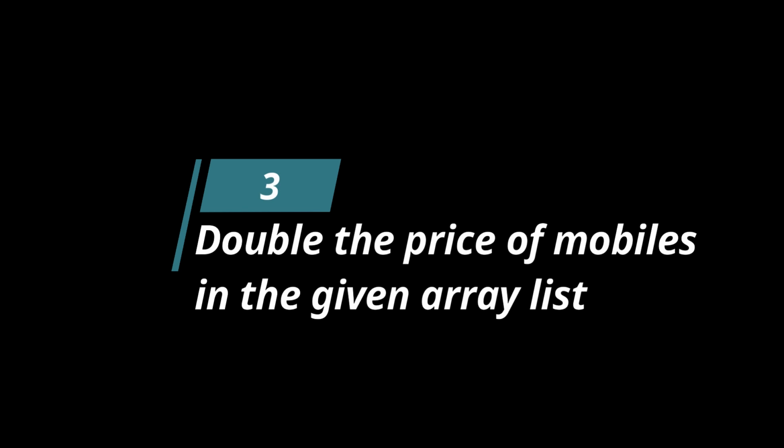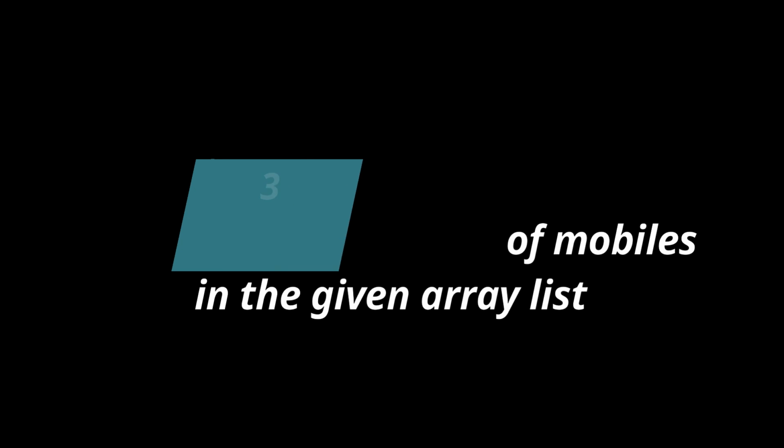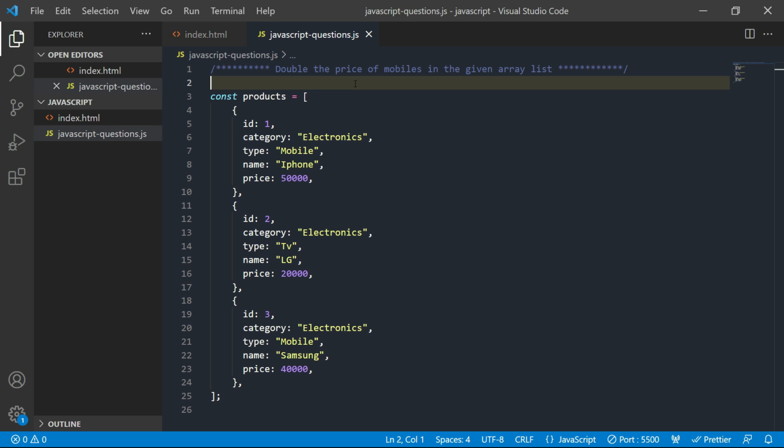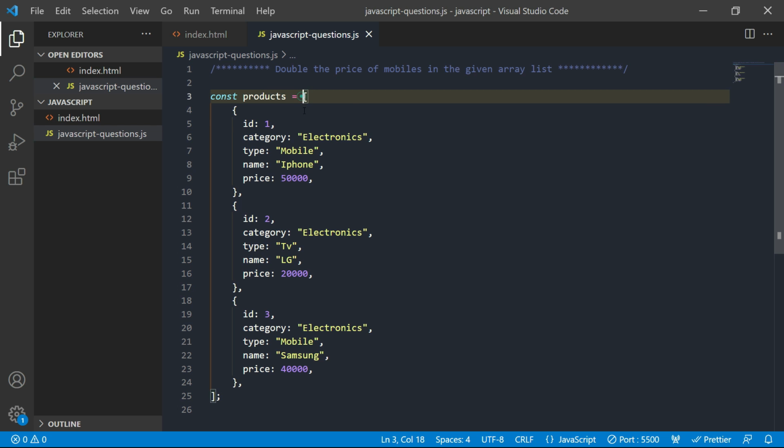The third question we have: double the price of mobiles in the given array list. So we have some products list, which is an array of objects which contains category of electronics and type of mobiles and type of TV and so on. It also has prices. Okay, the question is, we need to double the price of mobiles in the given array list. So if you look at this, we have some objects which contain type as mobile, right? So we need to double the price of those objects.